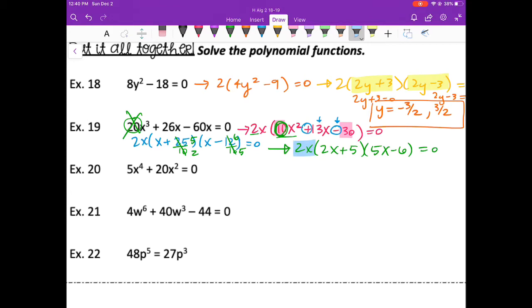Now, this time our greatest common factor did include a variable, so you do have an additional solution. It's 0. And then setting that first set of parentheses equal to 0, you get negative 5/2. Setting that second set of parentheses equal to 0, you get a positive 6/5. So there are all your solutions.